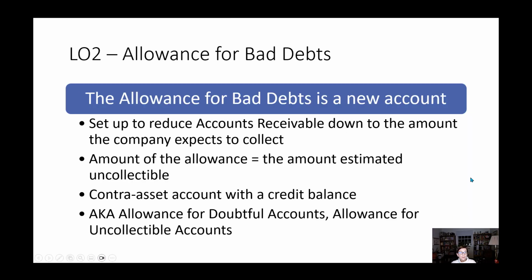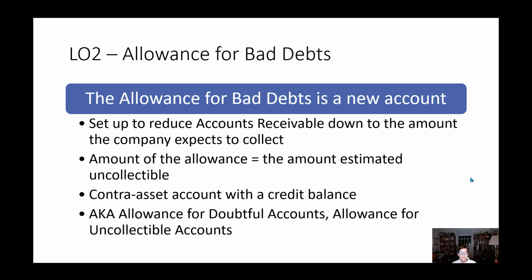All right, so we have a new account called the allowance for bad debts. This account is set up to bring our accounts receivable down to the amount that we expect to collect. The amount of the allowance is the amount that the company estimates of their receivables that they won't be collecting. And the allowance for bad debts is a contra asset account, meaning that it has a credit balance.